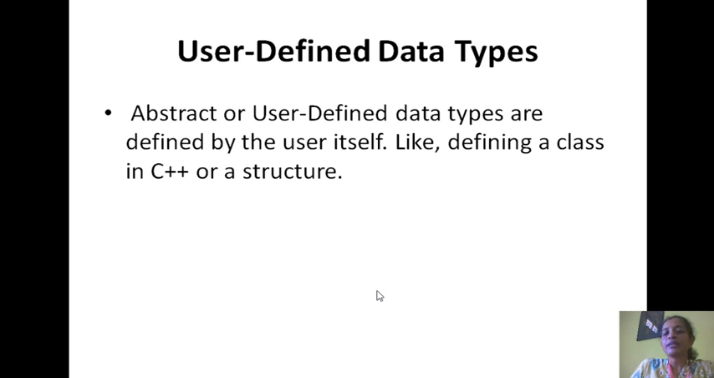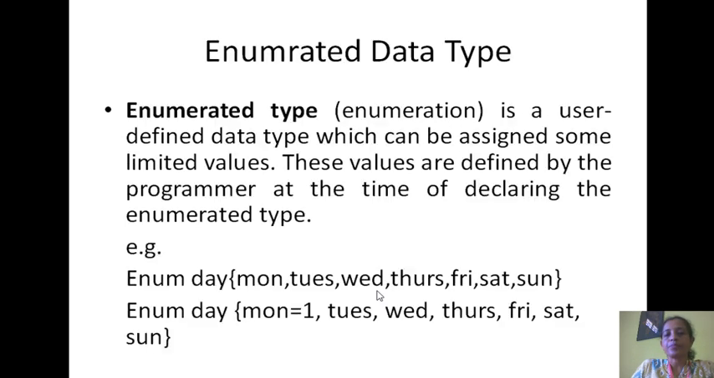Another category of data type is the user defined data type. It is called an abstract or user defined data type. Defining a class or a structure in C++ depends fully on the user. That's why class and structure, which are defined in the programming language, are called user defined data types.